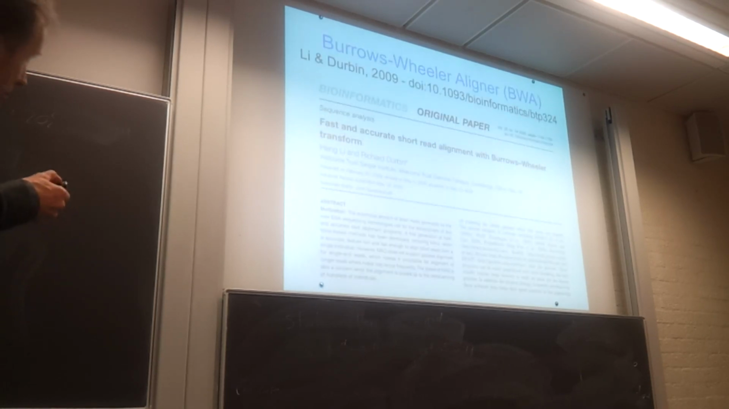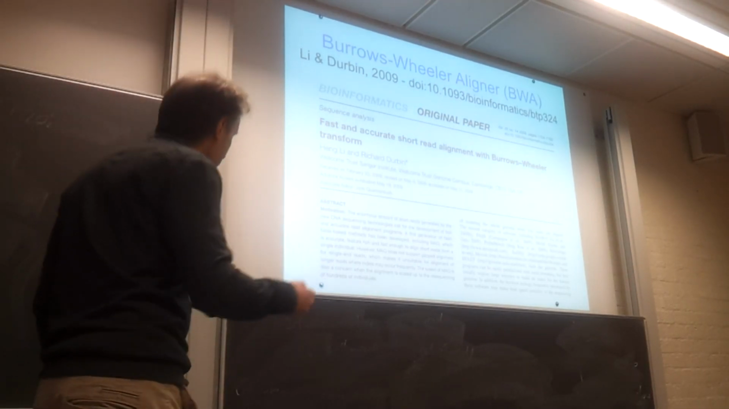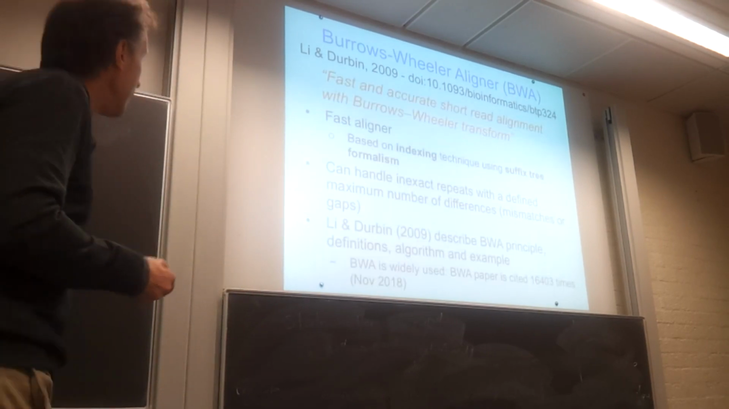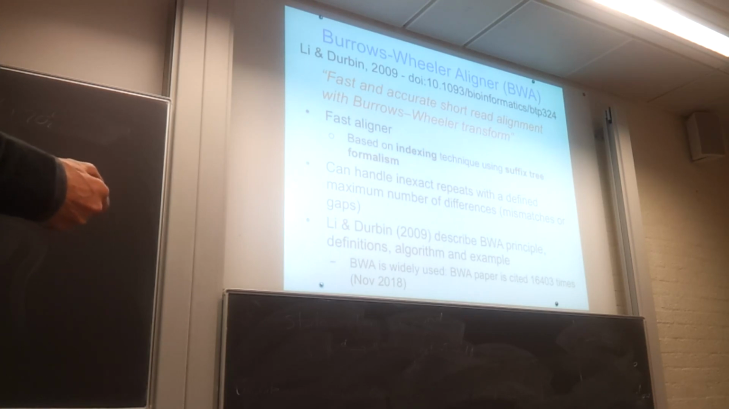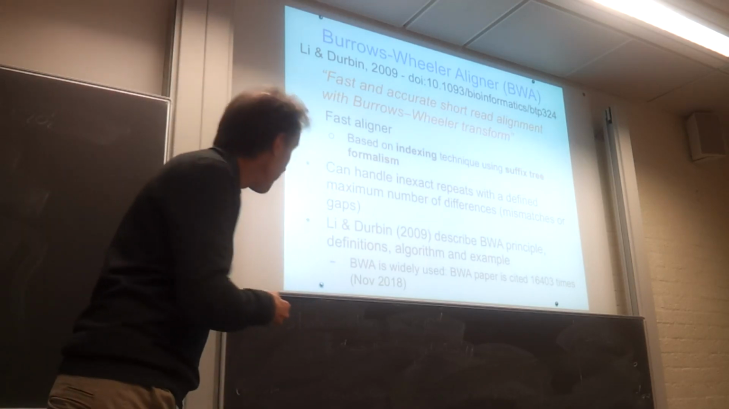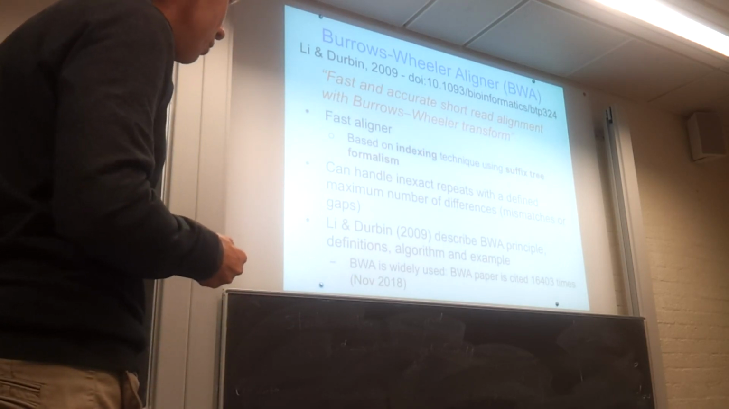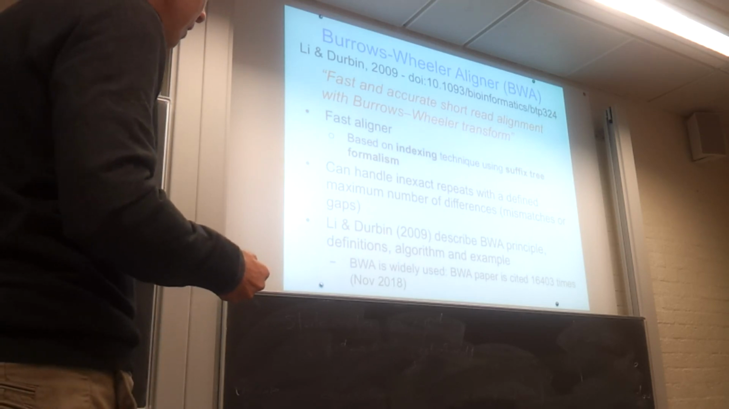Yeah? So the technology to do this is called Burroughs-Wheeler aligner. And it's in fact a clever sort of indexing technique, and I'll try and make that clear in the last couple of minutes what it really is. So, this is a phrase from the paper, fast and accurate short read alignment with Burroughs-Wheeler transform. It's a very fast aligner, as I said, it's based on indexing, and it uses something called suffix trees. And I'll show you that in a moment. It can handle inexact repeats. I'll show you an example, and it's all described in this paper where everything is explained.